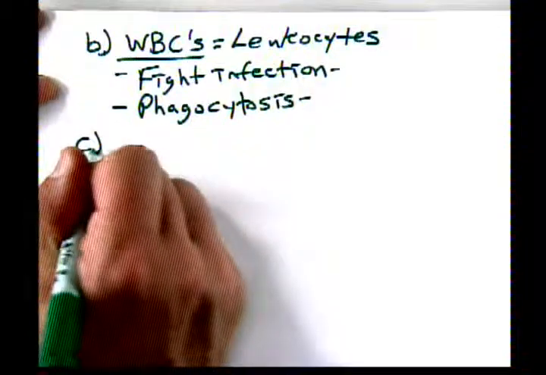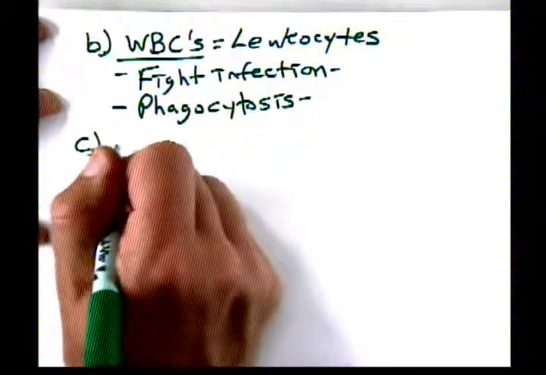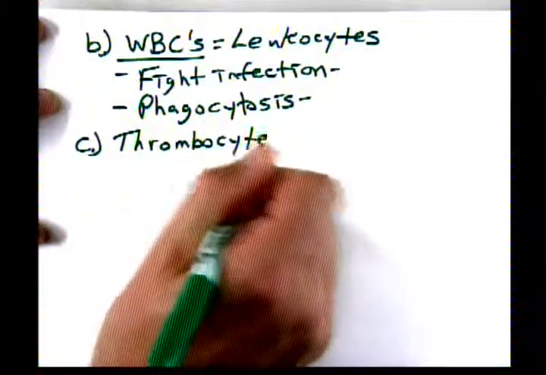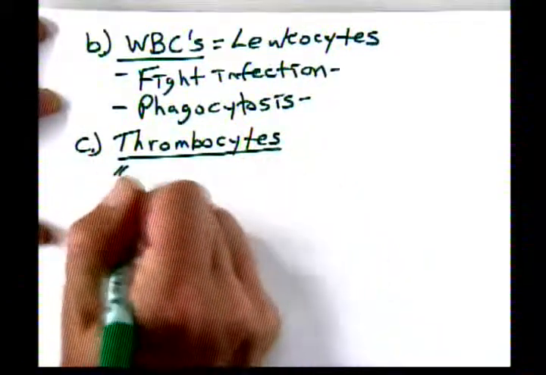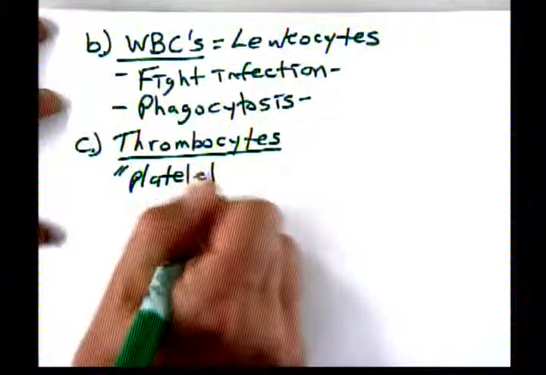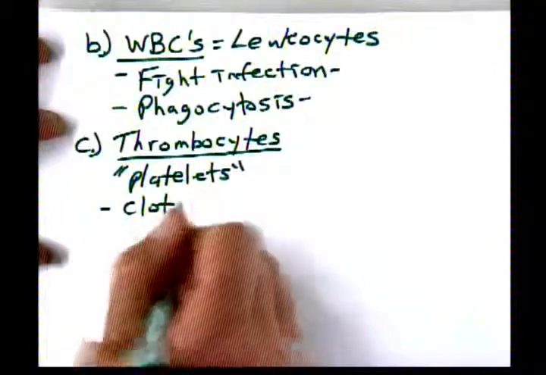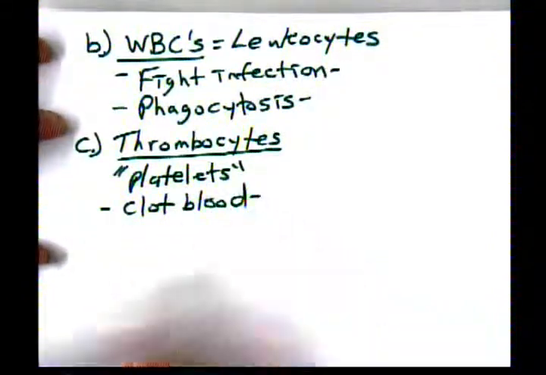And then the last component of the formed elements are what are referred to as two different terms, thrombocytes. These are also called platelets. And the function of a thrombocyte or platelet is to clot blood. And if you remember the other day in class, I mentioned that one of the purposes of the thrombocyte is to connect skin when it's been broken so we don't continually bleed. And as it connects the skin together, it's considered a connective tissue. But those are the thrombocytes or platelets.